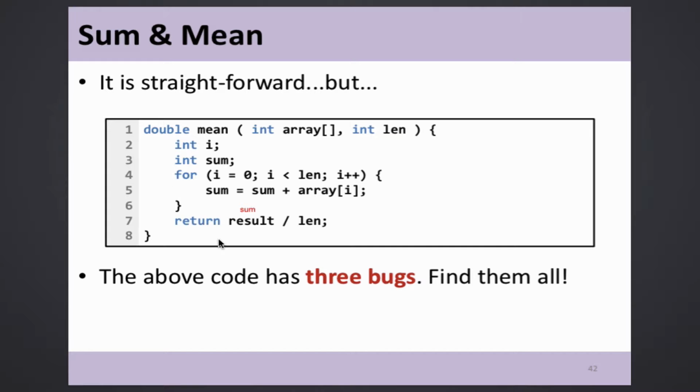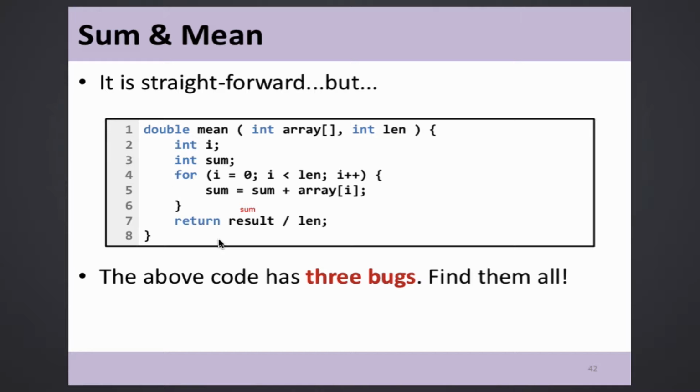What is the first part? Yeah, sum wasn't initialized. Good. Can you find the second part? Which line? Line 7. What's the problem with 7? Yeah, integer division. Remember, for the average or mean, we basically need a double. So remember there's a potential bug, integer division.